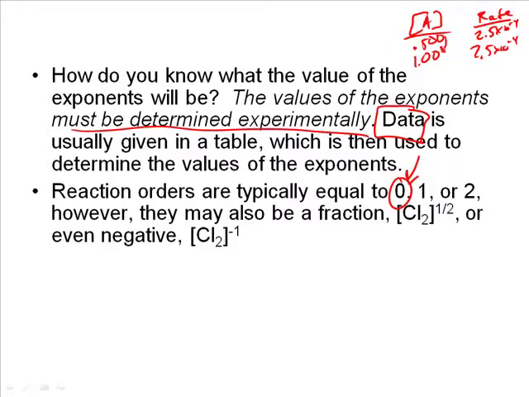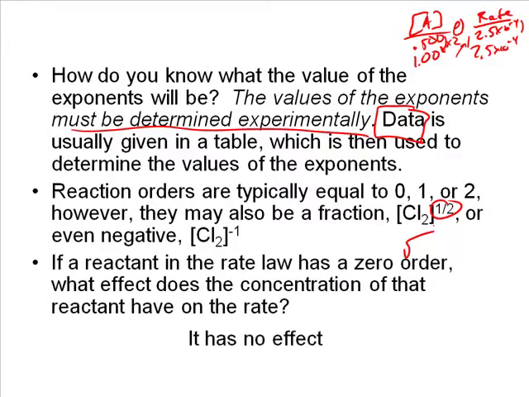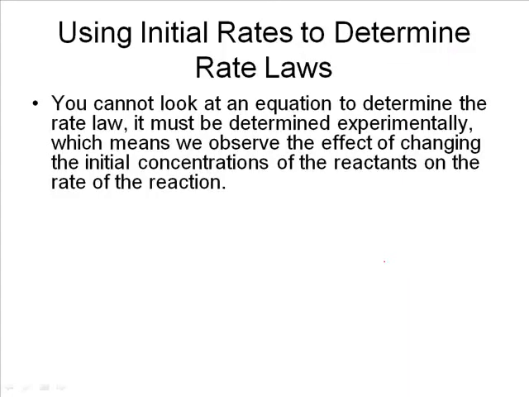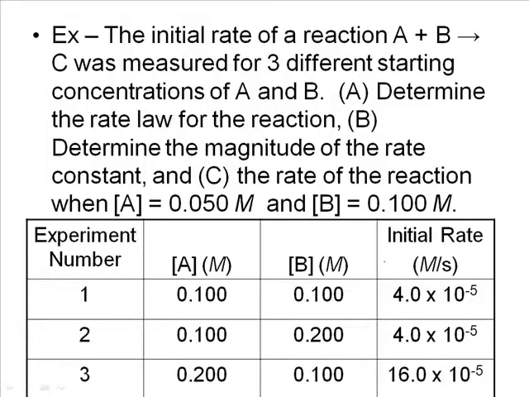Because this is going up by a factor of 2, this is going up by a factor of 1. So 2 raised to what power equals 1? Well, 0. So it can be raised to the 0 order, the first order, the second order, but it can also be a fraction. It could be the square root. If something's raised to the 1/2 power, it would be the square root of something. Okay, so just like I said, if a reactant in the rate law has a 0 order, what effect does that have on the rate? It has no effect.